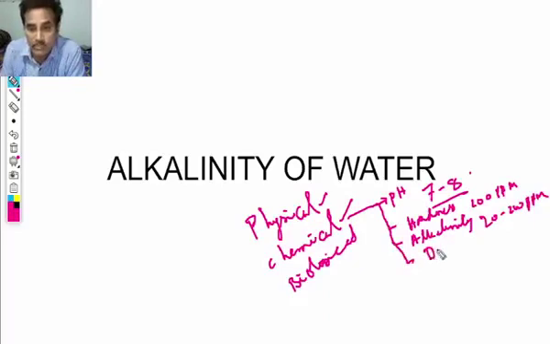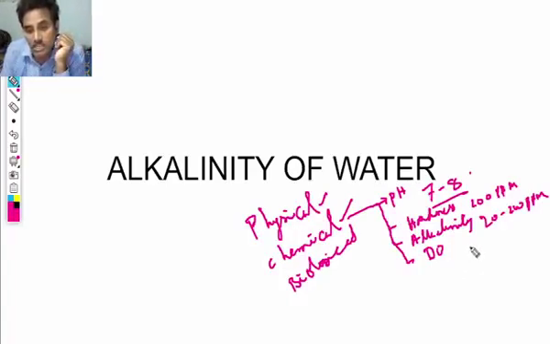Then you go for the DO, dissolved oxygen. Whenever any microorganisms are present in the water sample, the DO levels decrease. If green algae are present in the water sample, the dissolved oxygen levels will increase.